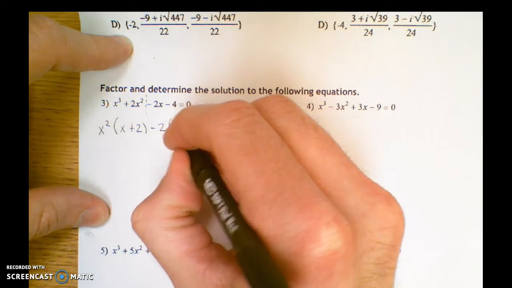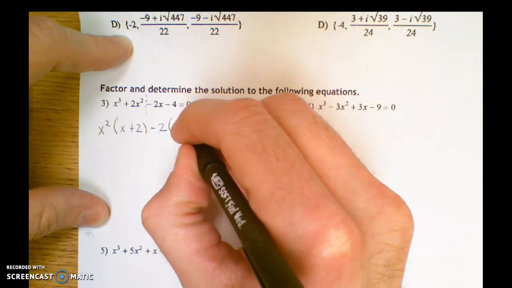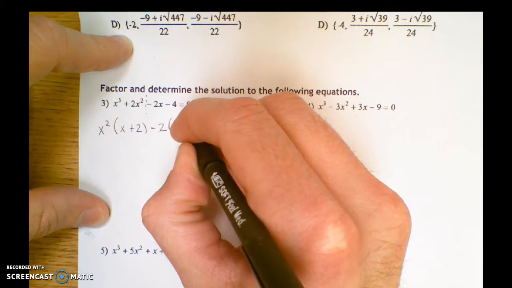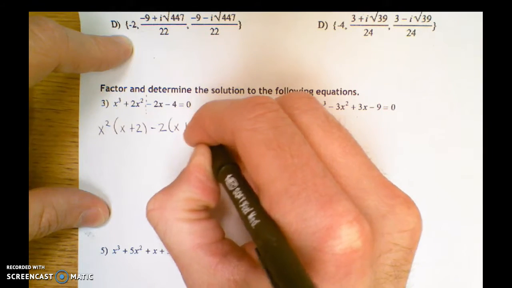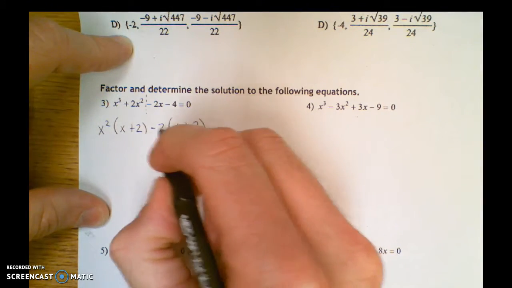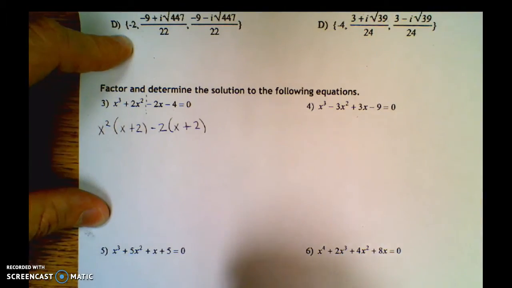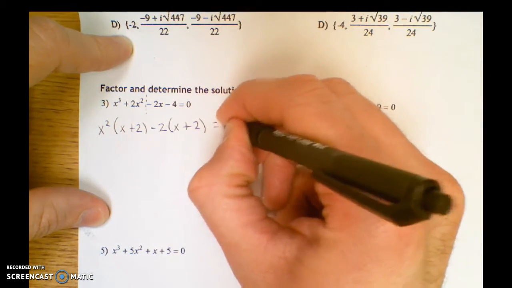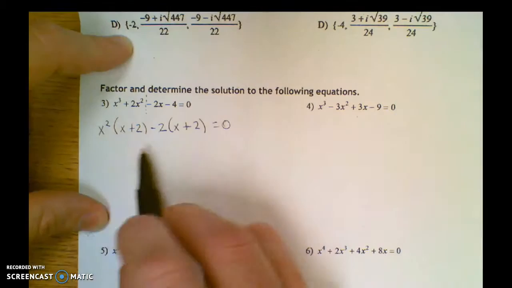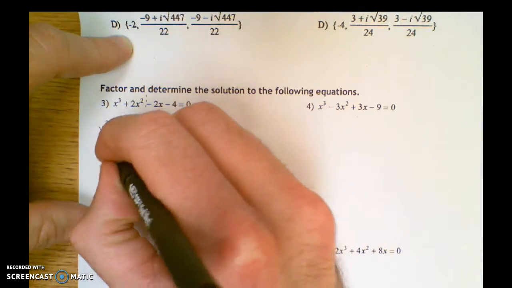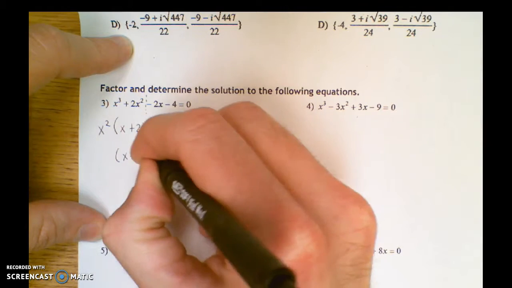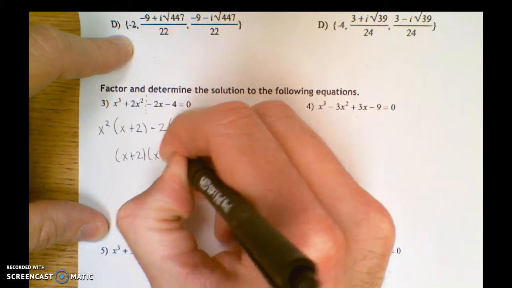So this would give me x, because -2 times x is -2x, and +2, because -2 times +2 is -4, excuse me. Again, these are terms now. I've got 2 separate terms, and the common factor there is x plus 2 and x squared minus 2.